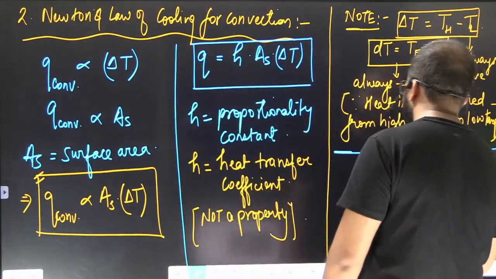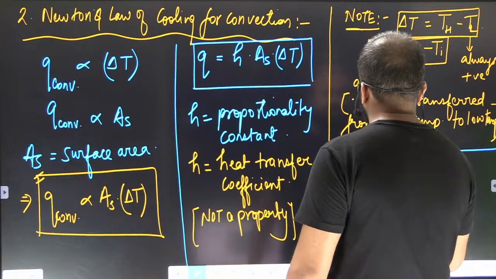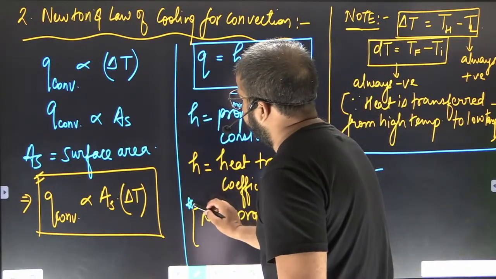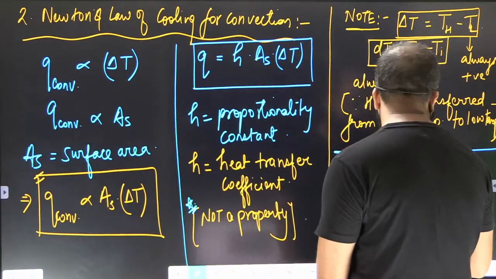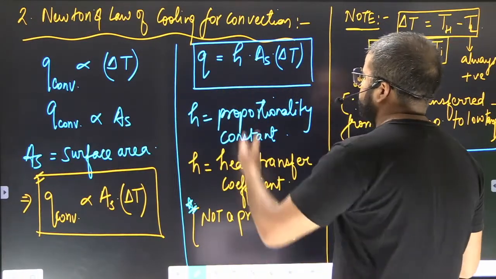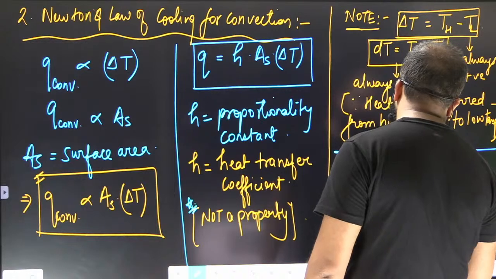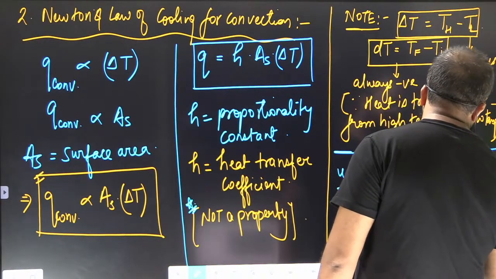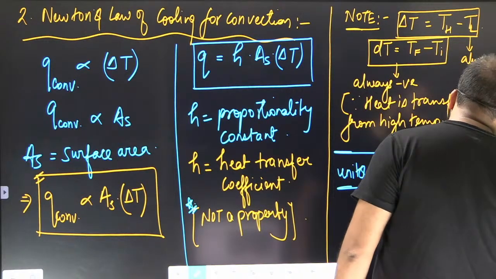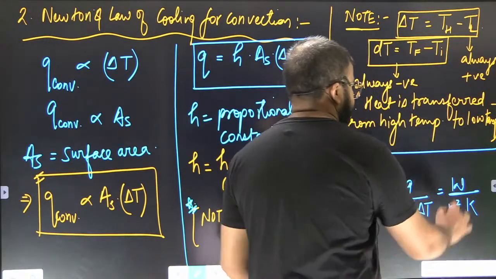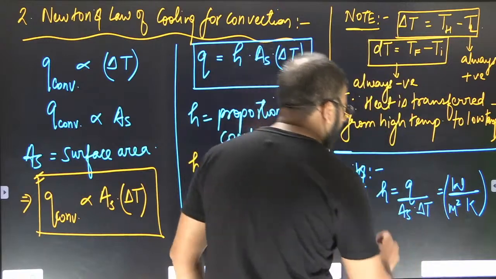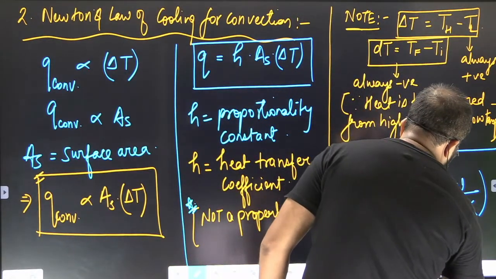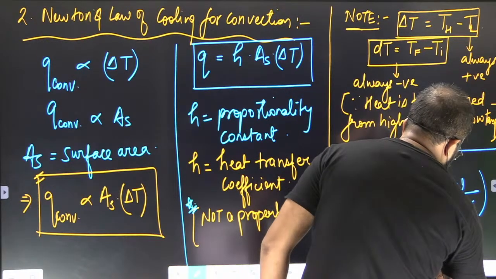Anyways, let's talk about the unit. And meanwhile, I'll also tell you why it is not a property. Let me put an asterisk, I'll use it over there. So units, let us talk about the units. H can be written as Q over AS times delta T, which means watts per meter squared Kelvin. Yes or no? Watts per meter squared Kelvin, or it can be watt per meter square degree Celsius.